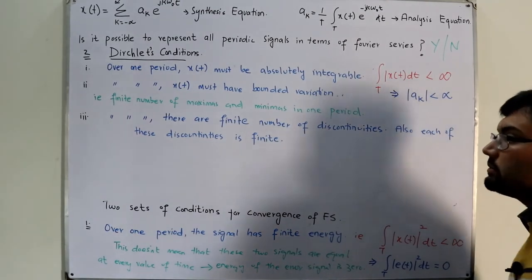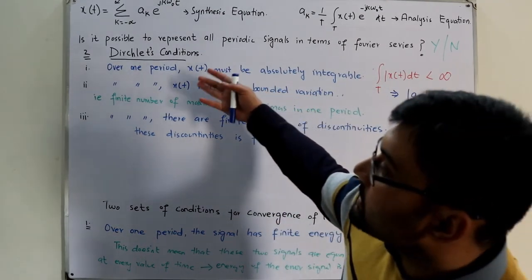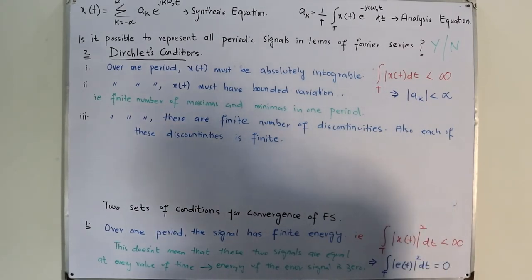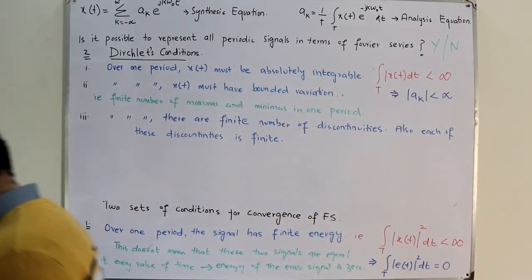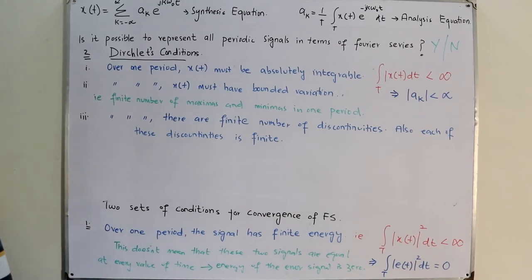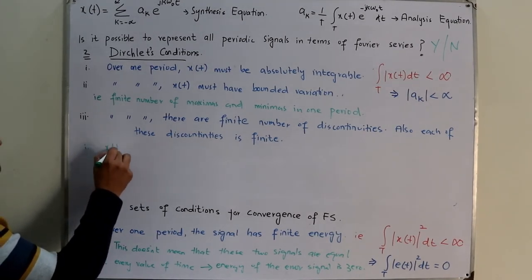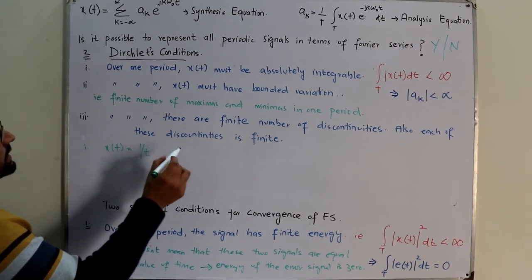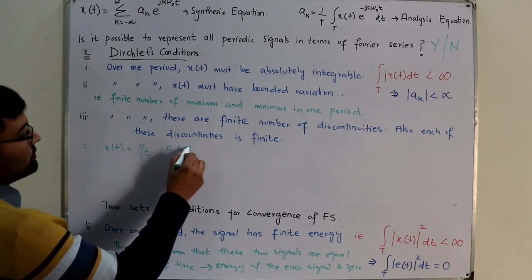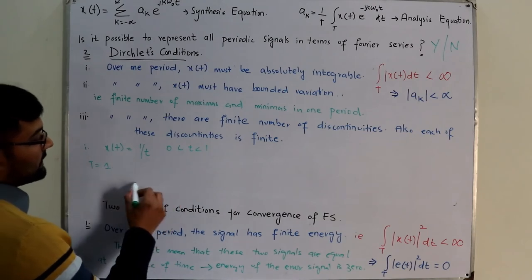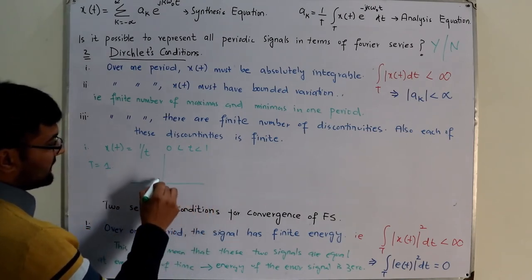The second condition was basically the Dirichlet's condition, which included three points. The first was that over one period x of t must be absolutely integrable. If I have an example for you, if I relate to point number one, if x of t is 1 upon t from 0 to 1 and it has a time period of 1, what happens is this is a signal something like this.